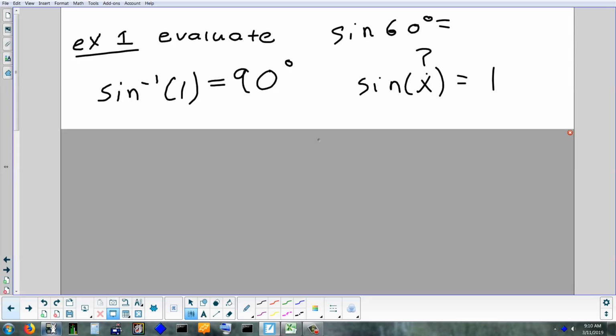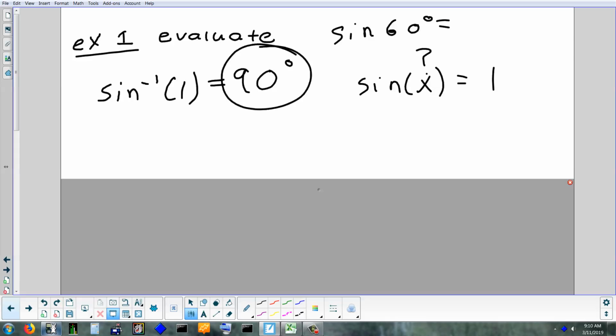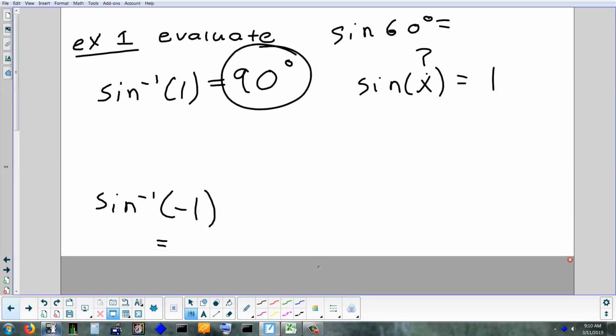The sine of what angle would give you 1 as an answer? We just found it. The sine of what angle would give me the answer of 1? It would be the sine of 90. Okay, let's try this one.